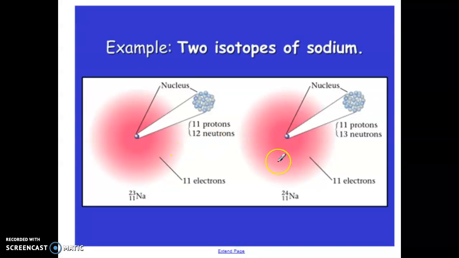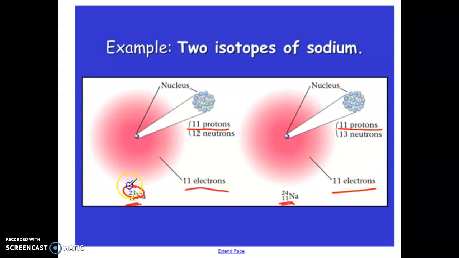So here's another example of 2 different isotopes of sodium. Sodium has an atomic number of 11, which means it has 11 protons no matter what, right? And of course, we know that the number of protons equals the number of electrons in an atom. So 11 protons, 11 electrons.